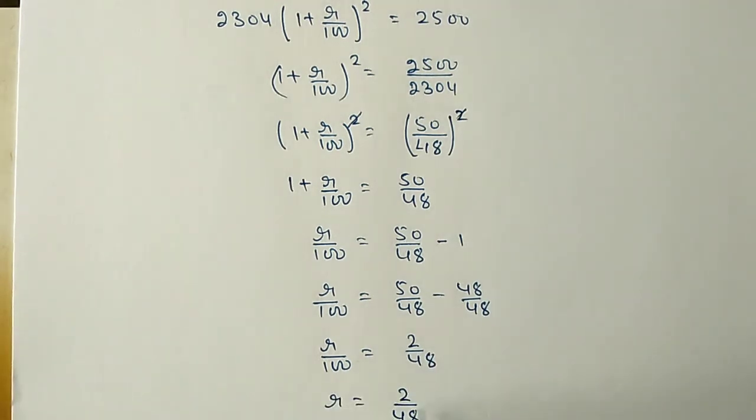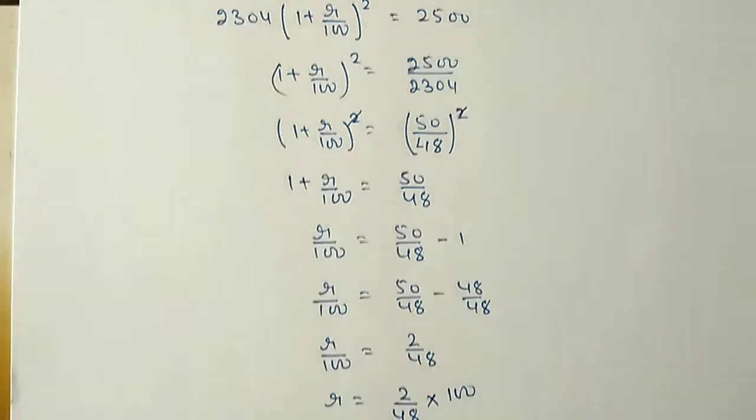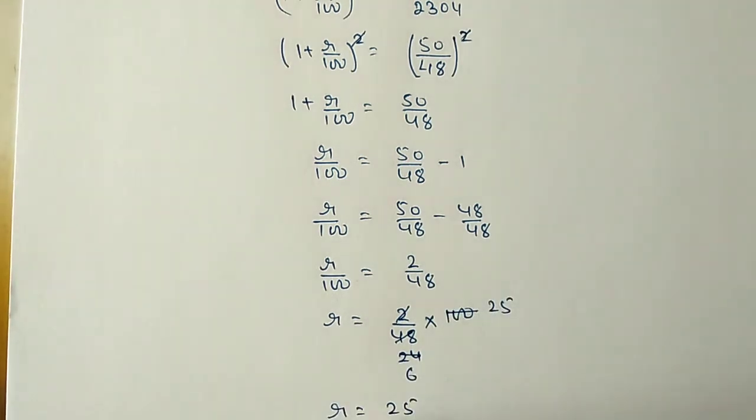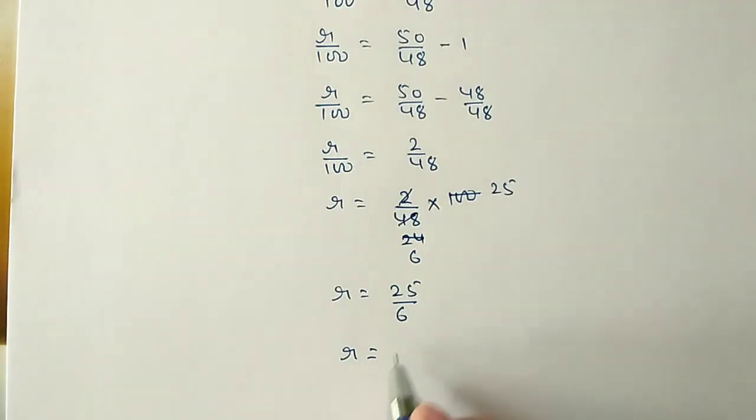Shift 100 also to the other side. 2 by 48 into 100, cancel out now. 2 24 times, then 4 6 times, and 4 25 times. So r is equal to 25 by 6, which you can write as 4 whole number 1 by 6%.